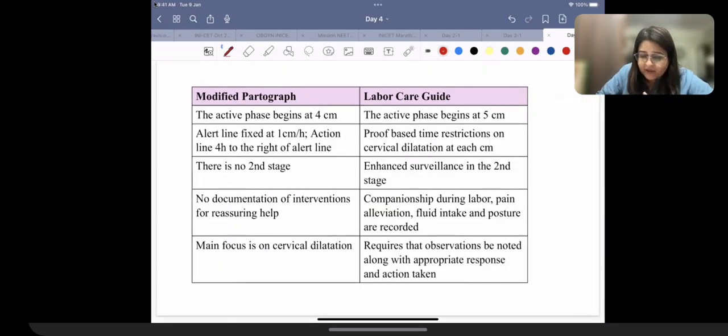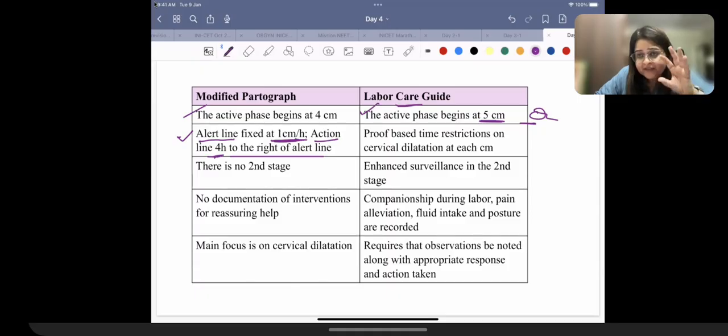In the modified partograph, the active phase begins at 4 centimeter. Here the active phase begins at 5 centimeter. This has started coming as a question. Last NEET PG also had a question, so questions have started coming on this. Alert: so here in modified partograph, there was an alert line fixed at 1 centimeter per hour. And action line is 4 hours to the right of the alert line.